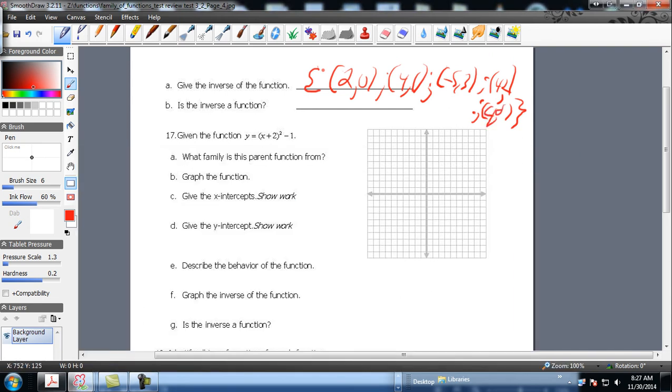48. Simple. 2 seconds. It's the inverse of a function. How do you tell if it's a function again? You see if the x's repeat. If they repeat any time, then it's no. And obviously this is a no.